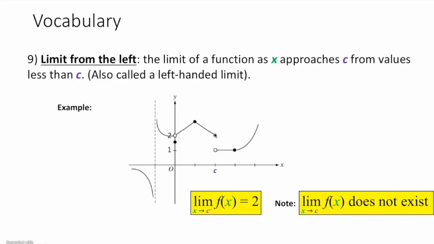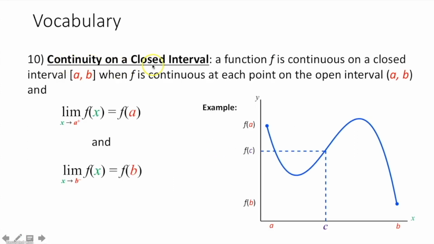Also note that the limit as x approaches c of f of x does not exist here because it's approaching two different numbers from the left and the right. There is a jump discontinuity. That's a non-removable discontinuity.